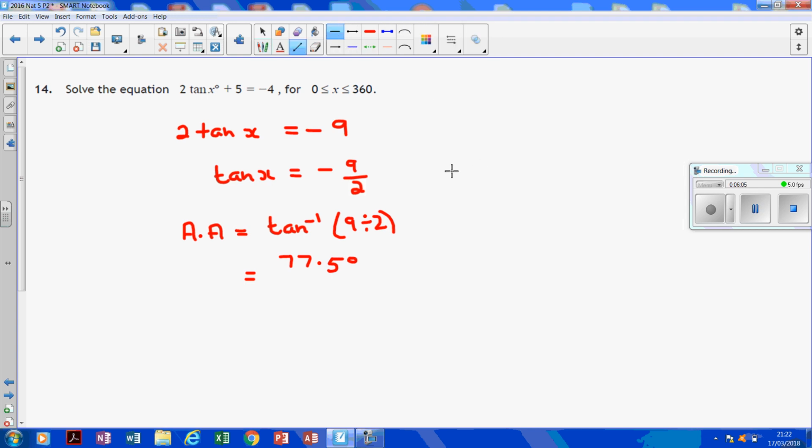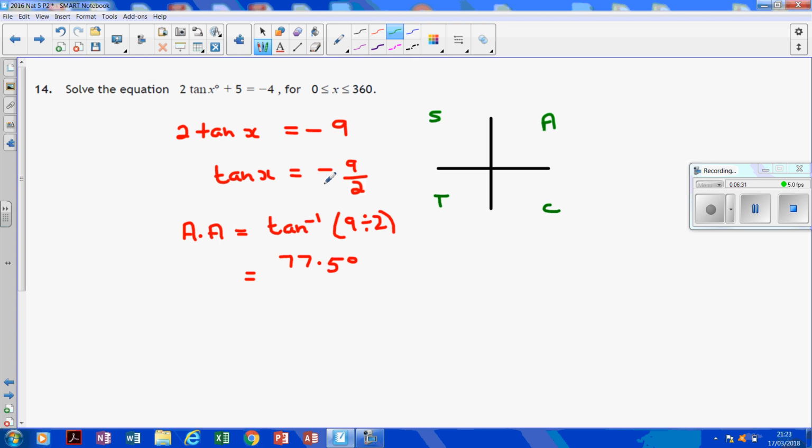Now we have to look at a CAST diagram to see which quadrants tan is negative in. So CAST diagram is that there, and I know that they're all positive in this quadrant, which is between 0 and 90 degrees. Only sine is positive in the quadrant between 90 and 180 degrees, and tan is positive between 180 to 270. Cos is positive between 270 and 360.